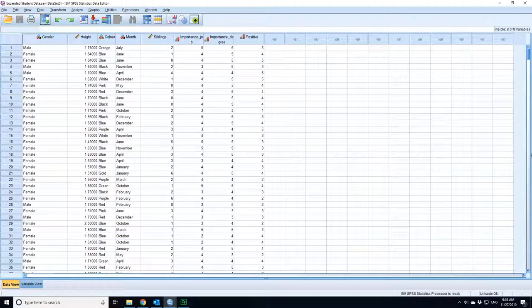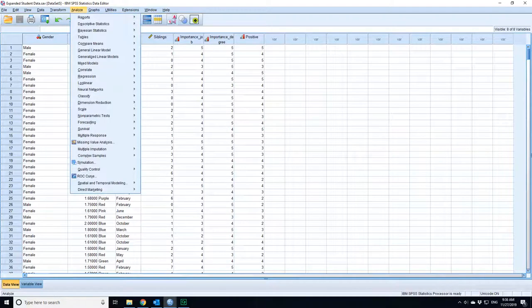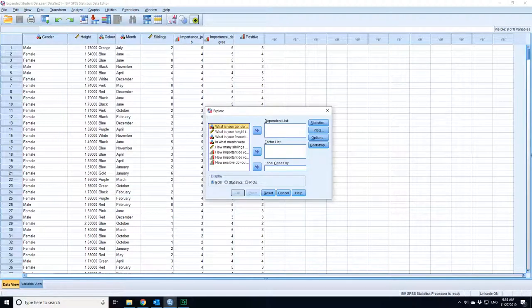And what I'm going to do this time is summarise height. So I'm going to look at the properties of height. Now, height is a scalar, it's a continuous variable. So what do I want to do? I want to summarise it. If I go to Analyse, Descriptive Statistics and Explore, I can do a complete summary of height. So in this case, I'm going to do the statistics and the plots.